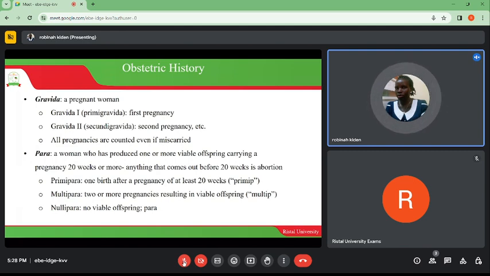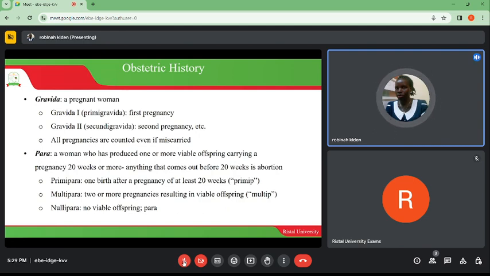Then gravida 2 or second gravida. This is a person who is pregnant for the second time, and many others. Now, all pregnancies are counted even if they are miscarried. For instance, if the person is having pregnancy for the 4th time, she has 2 children, and the other child was miscarried. That means that the pregnancy came out before it could grow up to term.